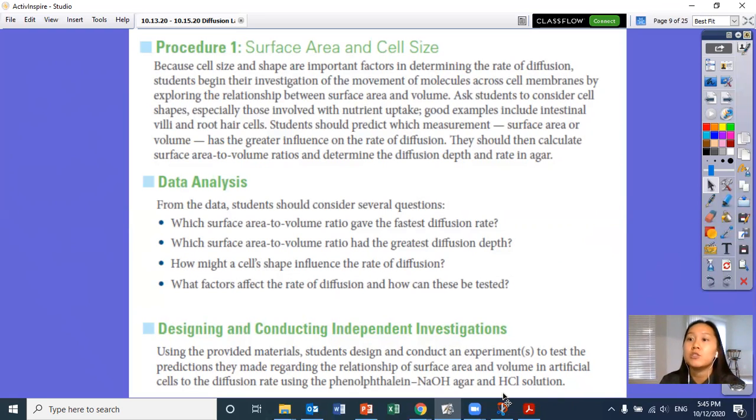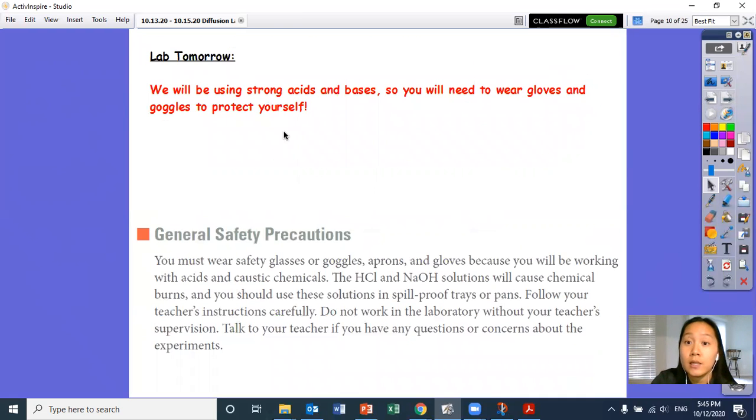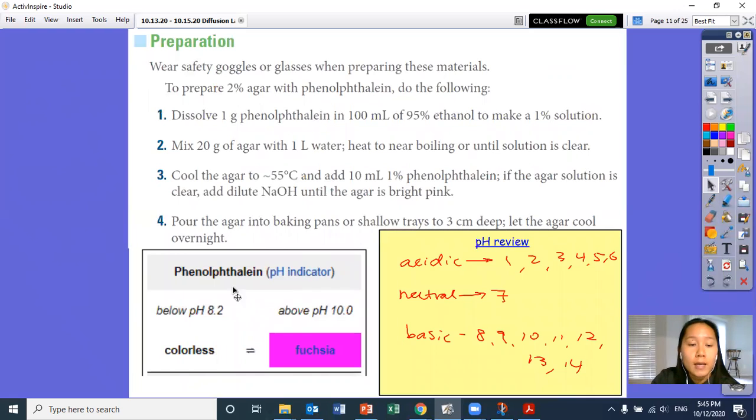Okay, so we're going to be essentially watching these bright pink cubes slowly turn white from the outside to the inside. And we're going to be calculating how deep the white goes and how fast the white goes inwards from the outside. We're also going to be calculating the volume that is turning white and the volume that remains pink. Okay, so it's going to be a little bit tricky, but I will explain it. When I do the demo, I'll be wearing gloves and goggles to make sure that I'm being safe because I'm using strong acids and strong bases. Lab safety first.